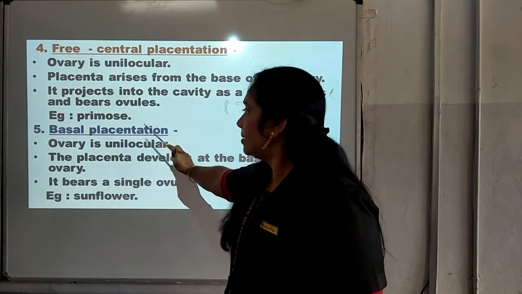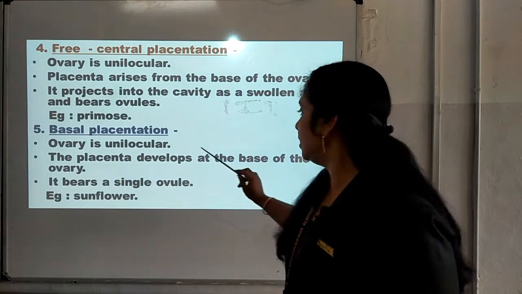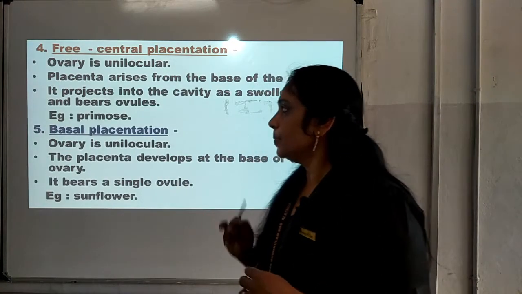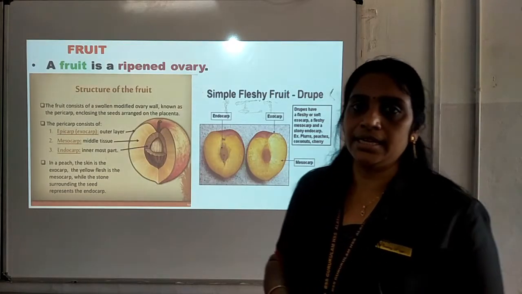Number 5 is basal placentation. Again the ovary is unilocular and the placenta will be developed at the base of the ovary. Example is sunflower. This placentation is very important, my dear children, you have to study it.